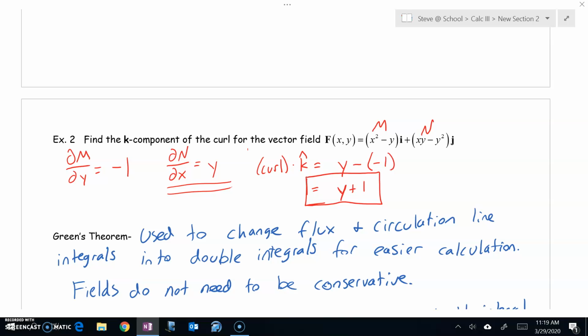Okay, so that is the first lesson. Again, very simple. Divergence and the k component of curl. Otherwise known as the flux density of a vector field or the circulation density.